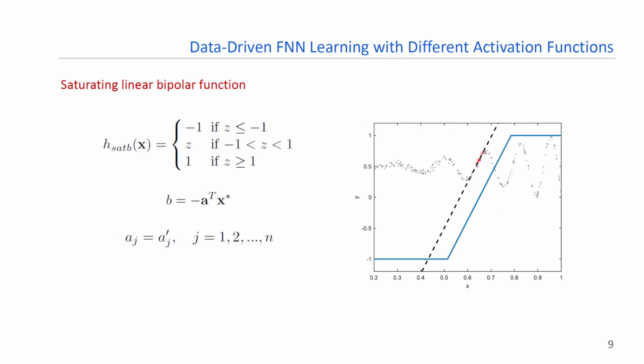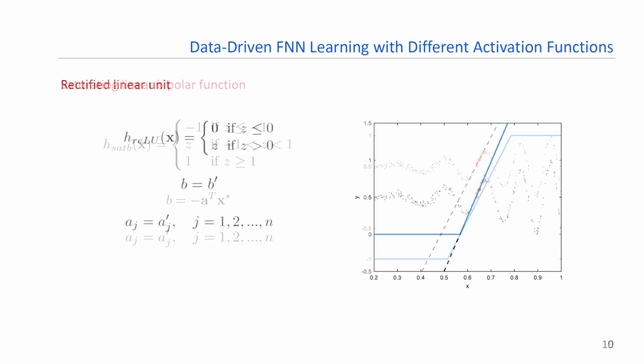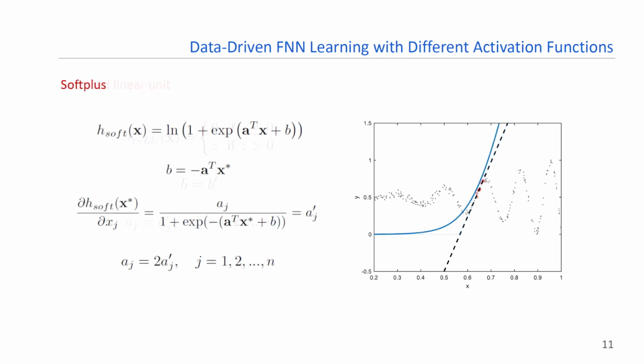Saturating linear bipolar function. Analogous actions lead to such formulas for weights and biases. Results for ReLu. In this case, we assume that the half hyperplane of which ReLu is composed coincides with hyperplane T. And results for softplus.